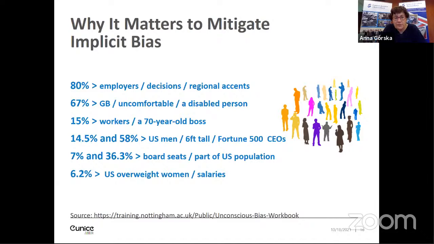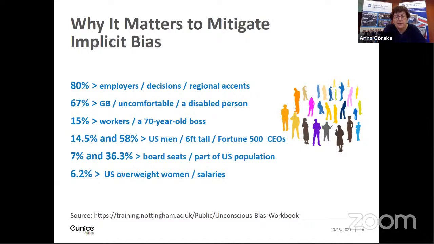So for 67% of the British people, talking to a disabled person is a little bit embarrassing. They feel uncomfortable. For 15% of workers, it is unthinkable even to report to a 70-year-old boss, or imagine that they might have a 70-year-old boss. If we take a look at the US men, 14.5% of the American men are taller than 6 feet, but if you look at the Fortune 500 CEOs, 58% of them are very tall.